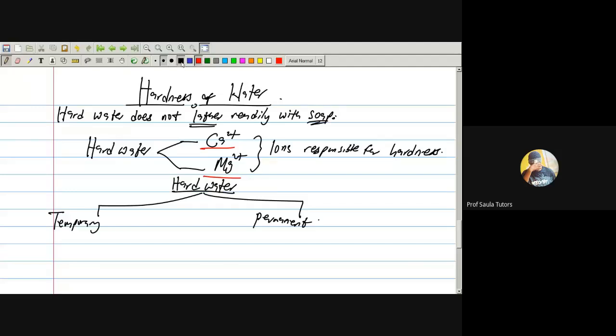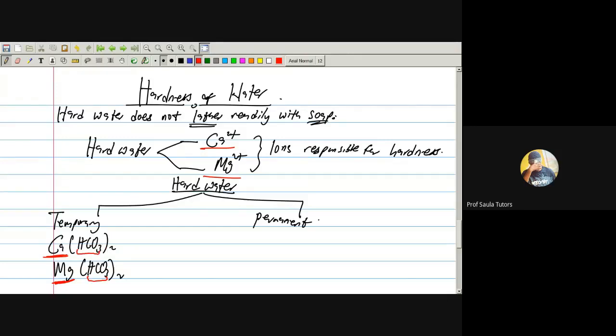Now, pay attention. Look at these compounds: Ca(HCO3)2 and Mg(HCO3)2. You see, these compounds are responsible for temporary hardness. You can see I still have calcium and magnesium ions there, but in the form of hydrogen carbonates. These are responsible for temporary hardness. Please don't forget all these things. They are very important too.